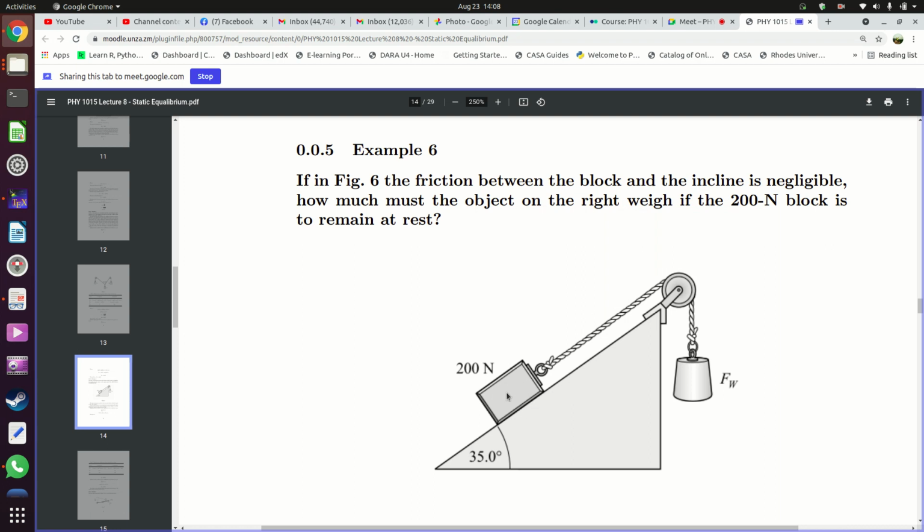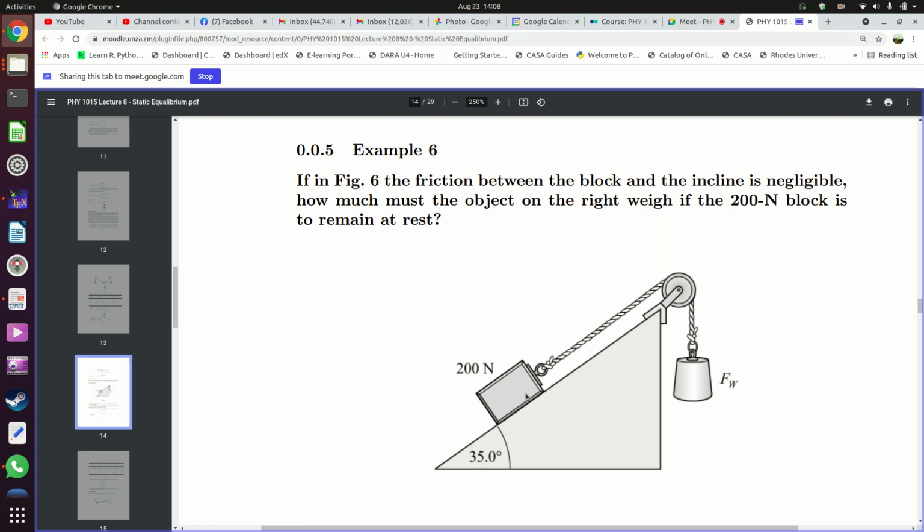Then of course the other thing is, apart from the weight of this box acting downwards, the weight of this box is exerting a force on the incline. So the incline is not going to be happy. The incline is going to be pushing back against the box, and it pushes at 90 degrees. So the incline will be pushing at 90 degrees in that direction, and this is going to be the direction of your normal force.